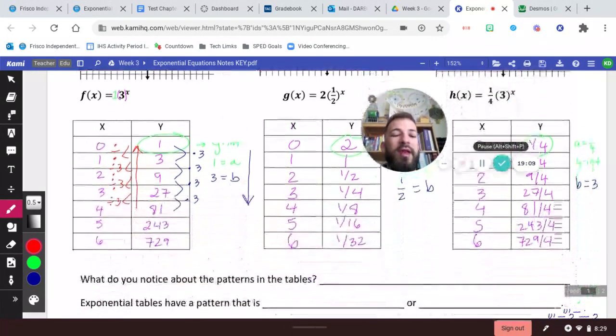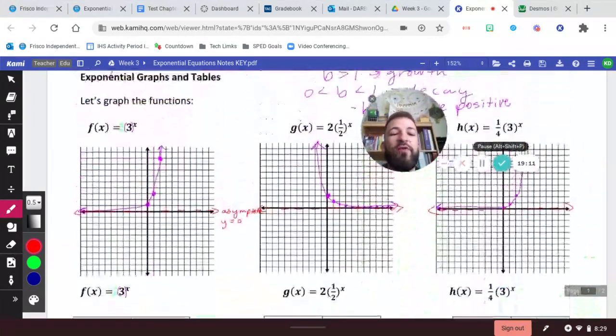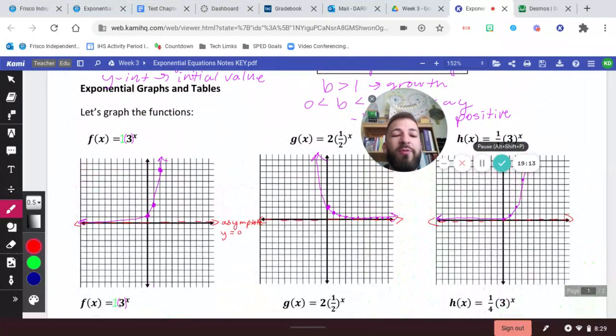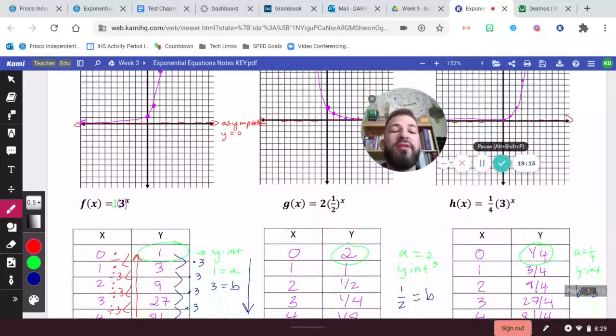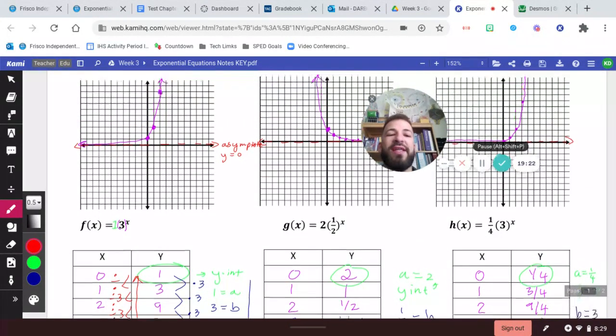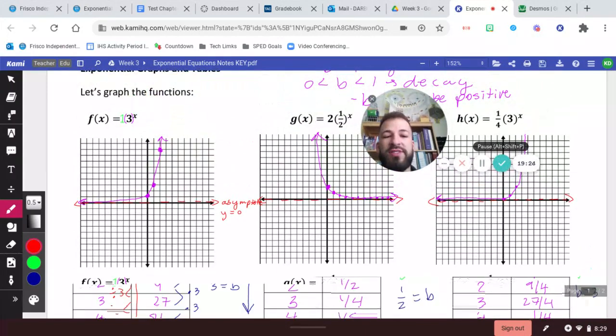Okay. And then as it gets super big, 729 over 4, to the right, to the left, it would be getting really small. So 1/4, then divide by 3, divide by 3, divide by 3, just like we did for the first one. Still not crossing that asymptote of y equals 0.